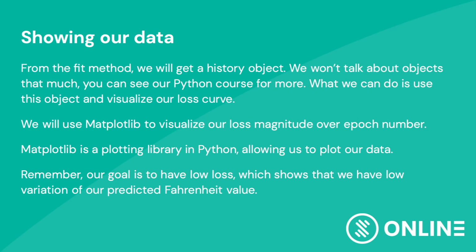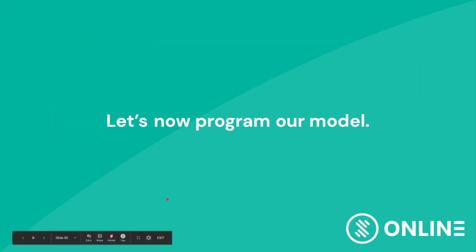After this, we're going to be getting something called a history object. We won't talk about objects that much, and you can see our Python course for more, as I've said many times. We can use this history object to generate a curve, a graph that will show us our loss decreasing over time. I mentioned Matplotlib, a library which allows us to visualize our loss magnitude over epoch time. It's a plotting library which allows us to plot our data. Our goal is to have the lowest loss possible, which shows that we have low variation from our predicted Fahrenheit value. So now let's actually program our model.